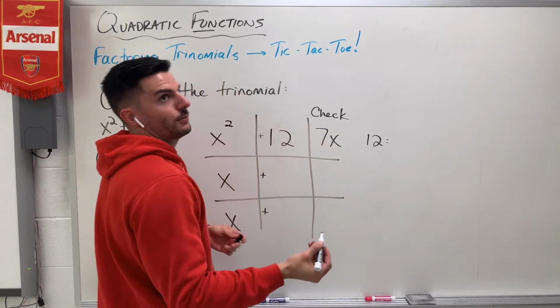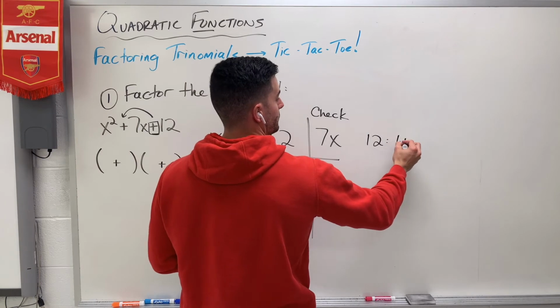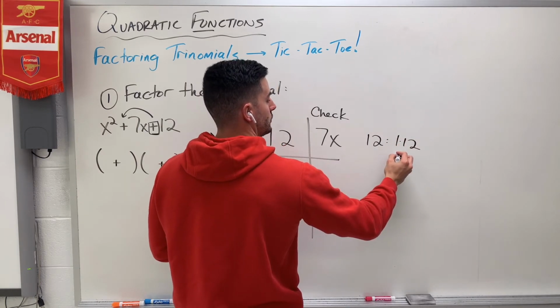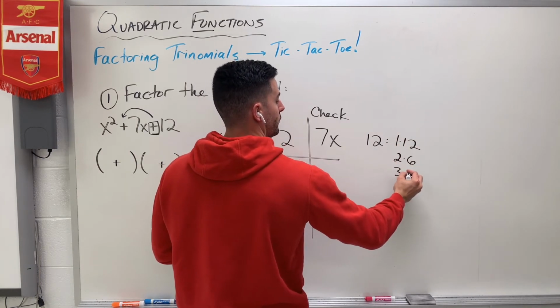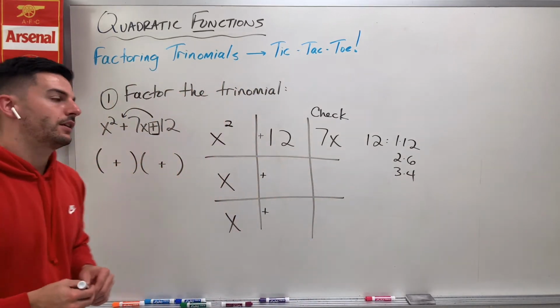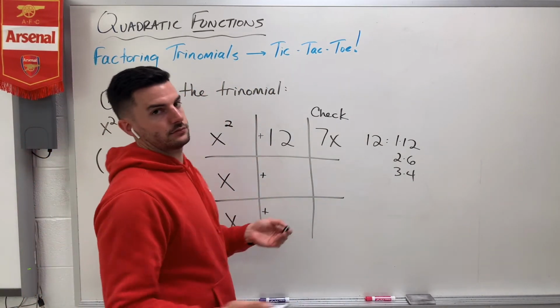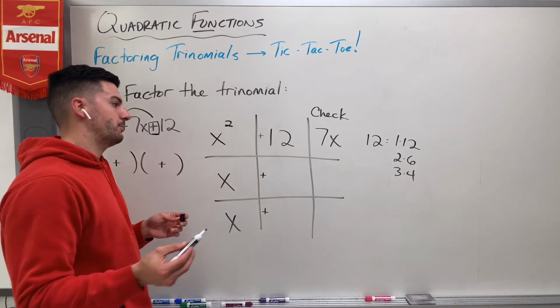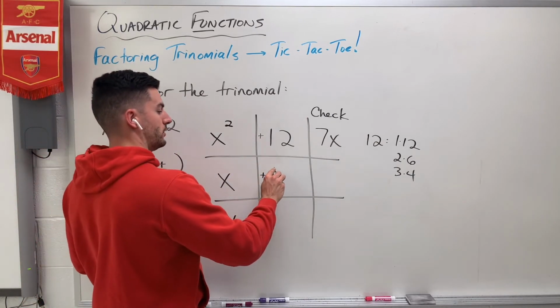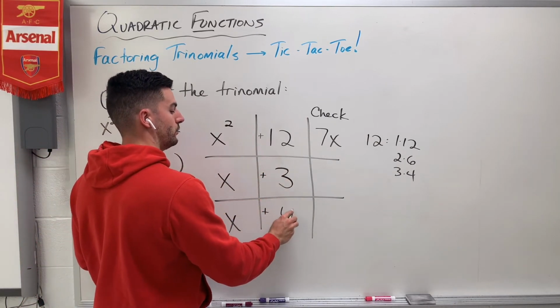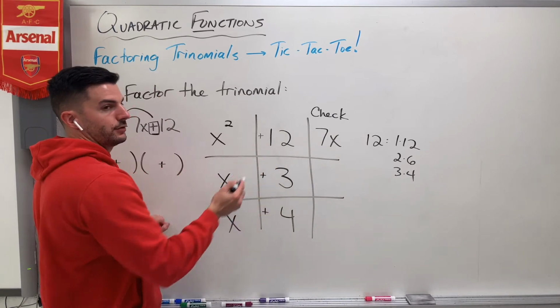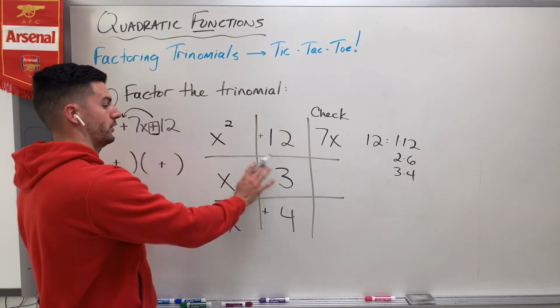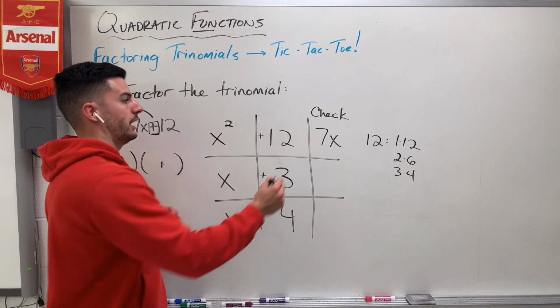So what are all the numbers that multiply to get 12? That would be 1 times 12 is 12, 2 times 6 is 12, 3 times 4 is 12. And again, if you're not great with times tables, you can use a calculator, but for this one, I'm going to go with 3 and 4. 3 times 4 is 12. But here's my check. I can't just go with those two numbers because they're factors of 12. I have to use my check column.